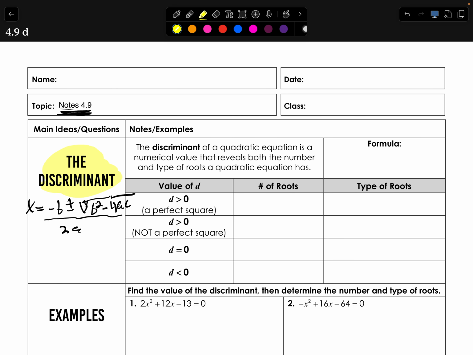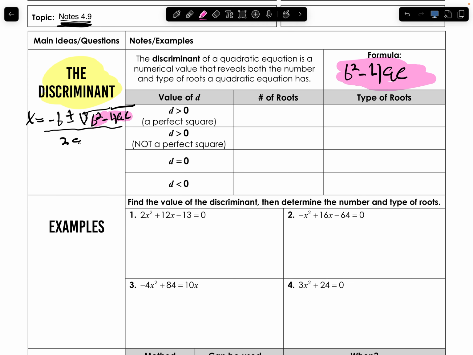Now, this part right here under the radical has a special name. That part right there we're going to call the discriminant. And it's b squared minus 4ac. And if we find that piece just under the radical, maybe we don't have to solve the quadratic equation. Maybe the directions are something more like find the value of the discriminant, or how many answers are there, how many roots, and what kind of roots are they. Then you don't have to solve the whole thing. You don't have to do the whole quadratic formula, okay? So there are several cases here. Let's write them down and we'll talk about them in a little bit.